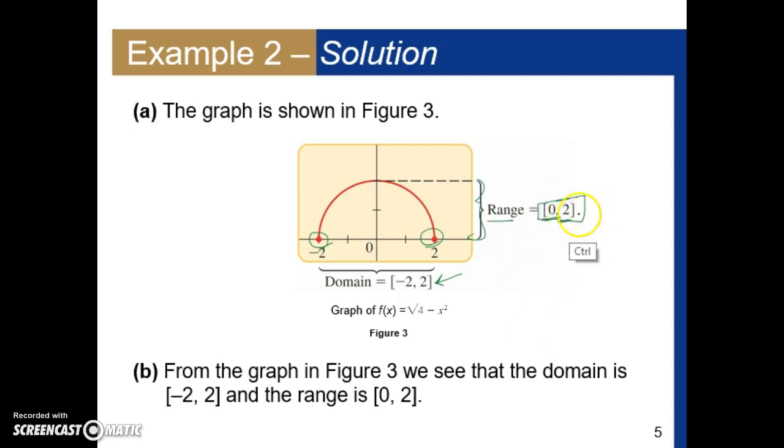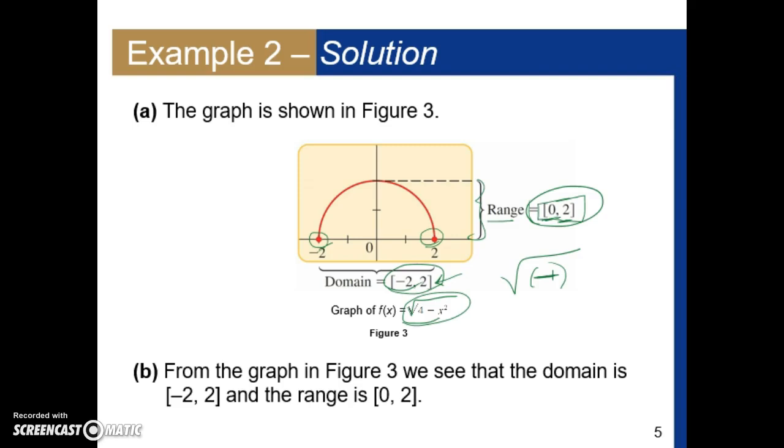We will get 0 out of there, and we will get a +2 out of there. So our domain values are all values that it's legal for us to put in there, where we don't have a negative under the root sign, and our range values are all values that will come as a result of evaluating that function rule that we have.